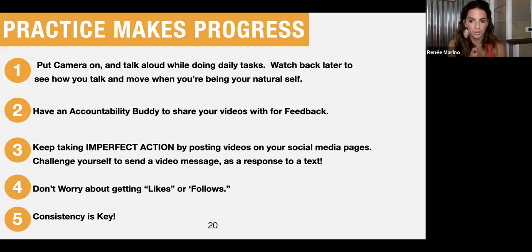Why do I tell you to do this? Because when you press stop, do it for a few minutes. When you press stop, you watch back later on and you get to see yourself in your natural habitat. And when you see yourself in your natural habitat, you realize how you are when you're most natural, right? And that's what we want. Remember, we want to be ourselves. We want to be natural.